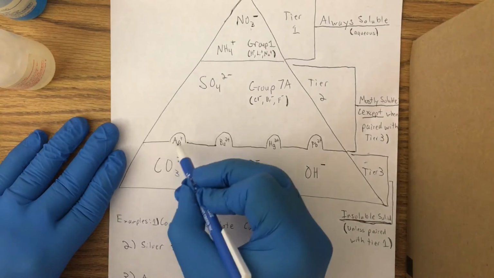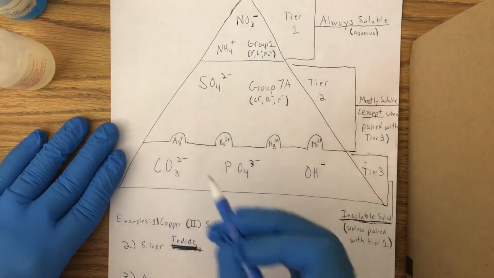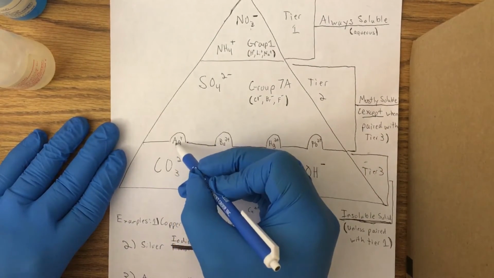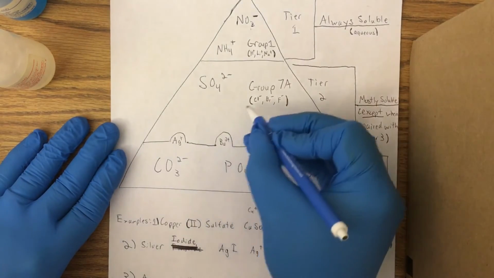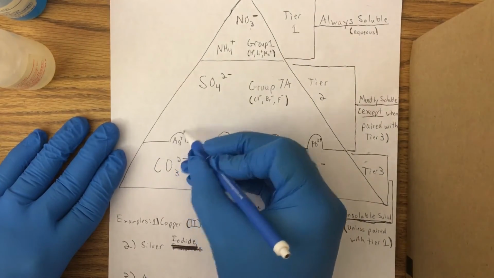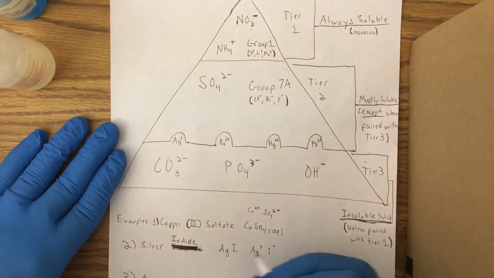And we say, aha, it's paired with silver. So because it's paired with silver, it goes from being soluble, from being expected to be aqueous, to being expected to be solid because it's paired with something from group 3. So this we would predict to be solid.